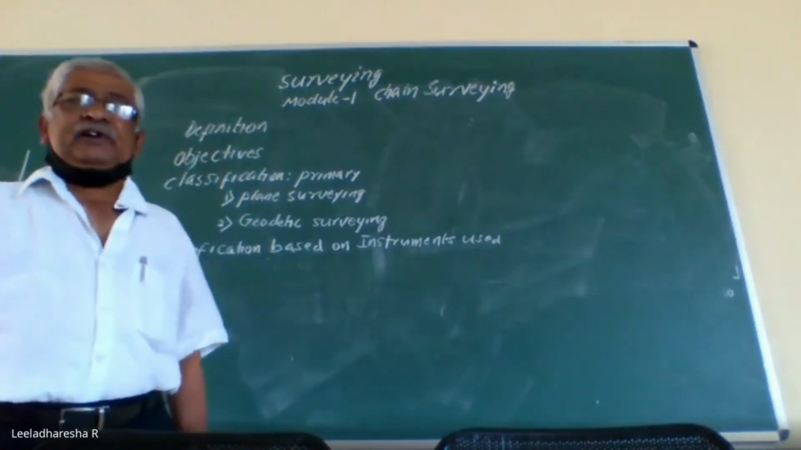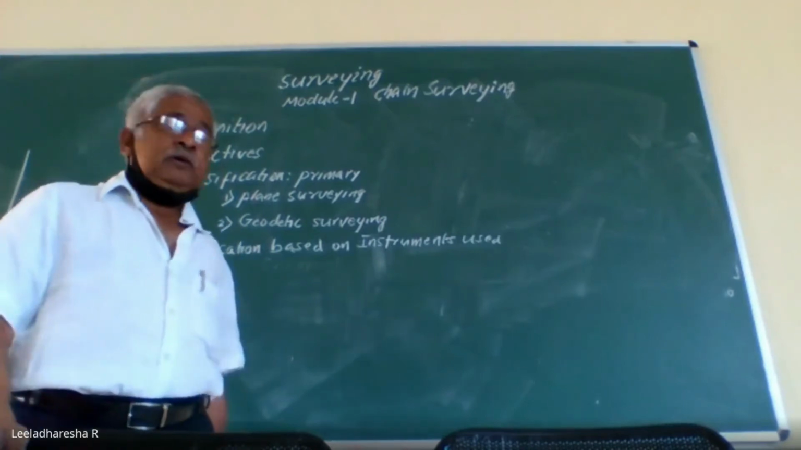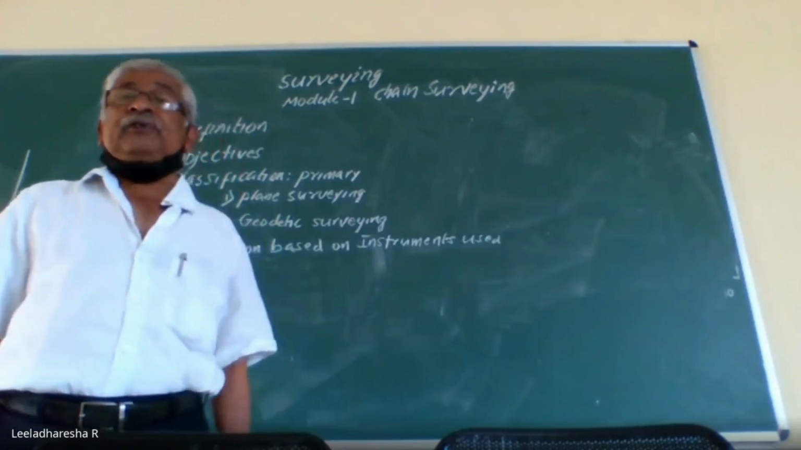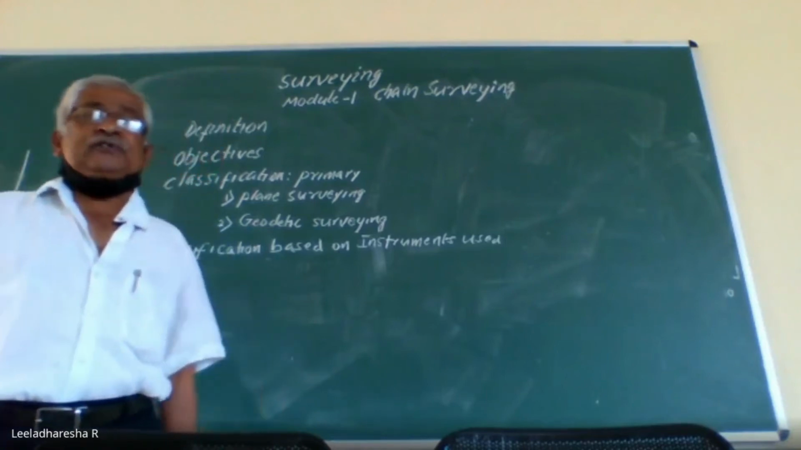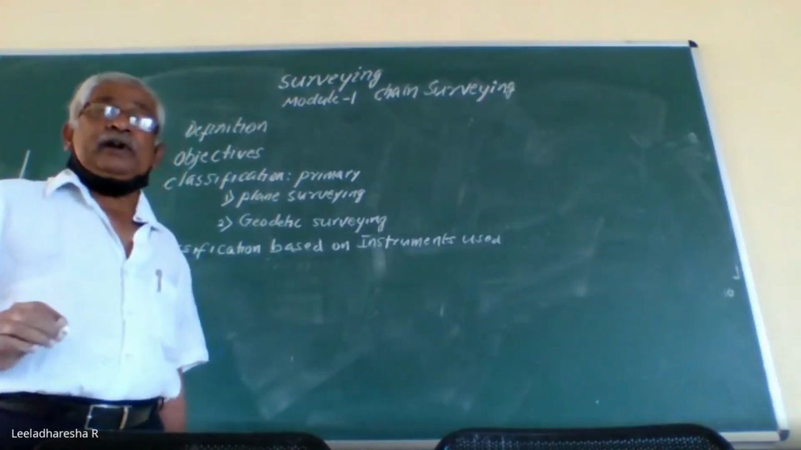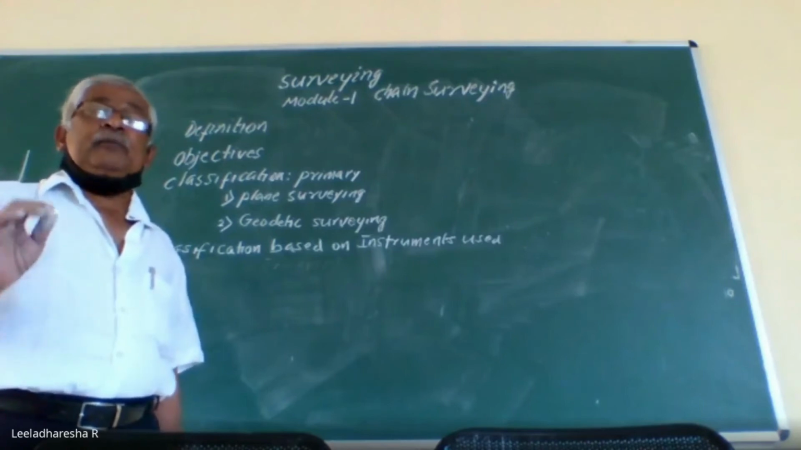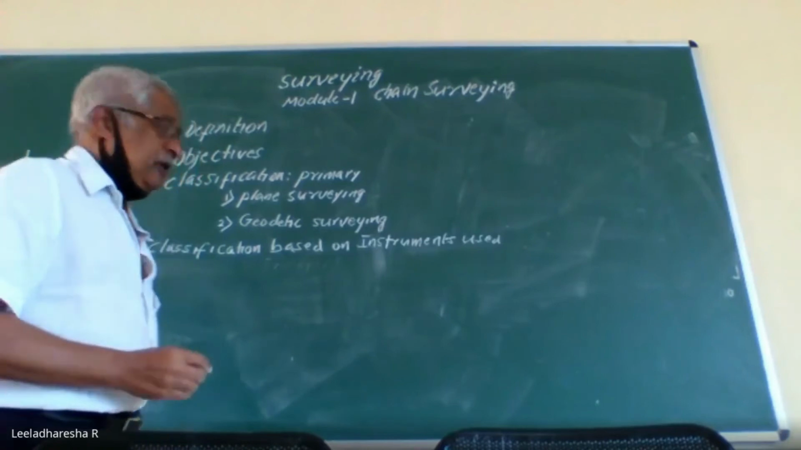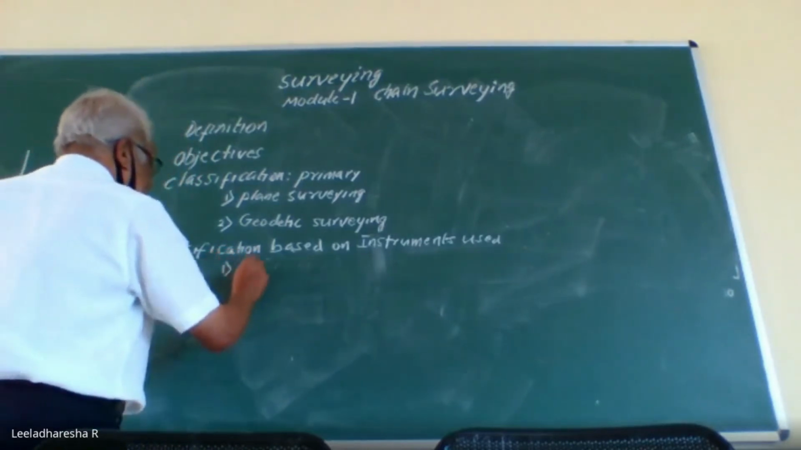Okay, in your syllabus only, we are studying nearly 3 to 4 types of surveys where we are using different types of instruments. So normally, different types of survey instruments are available, and based on the degree of precision and accuracy required for a particular work, we are going to adopt different types of survey. So first one is called chain and tape survey.